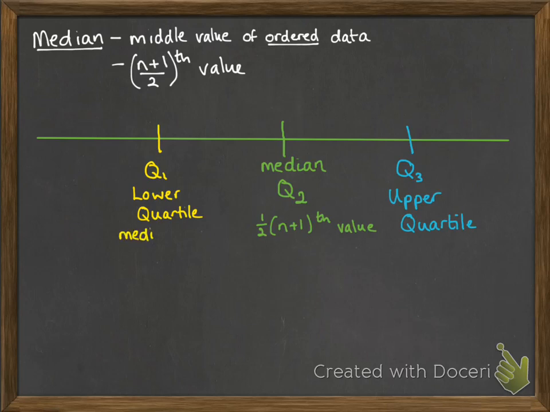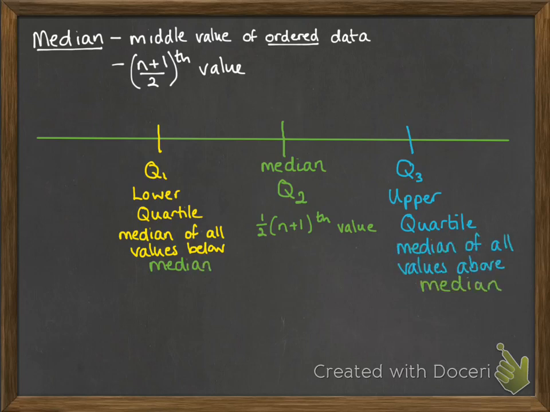And then to work out the other ones, Q1 is the median of all values on the lower half, and Q3 is the median of all the values on the upper half. So you take out your median, you separate the two halves, and then you find the median of each of those for Q1 and Q3.